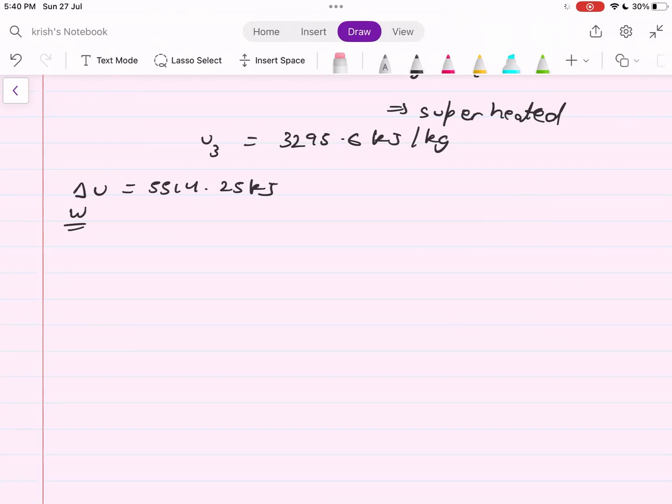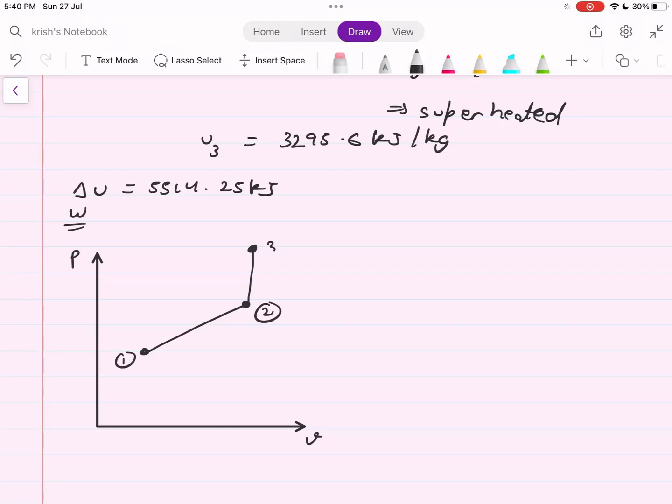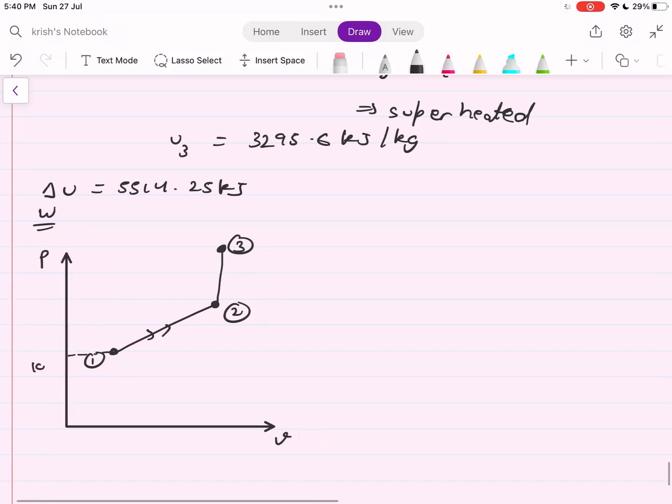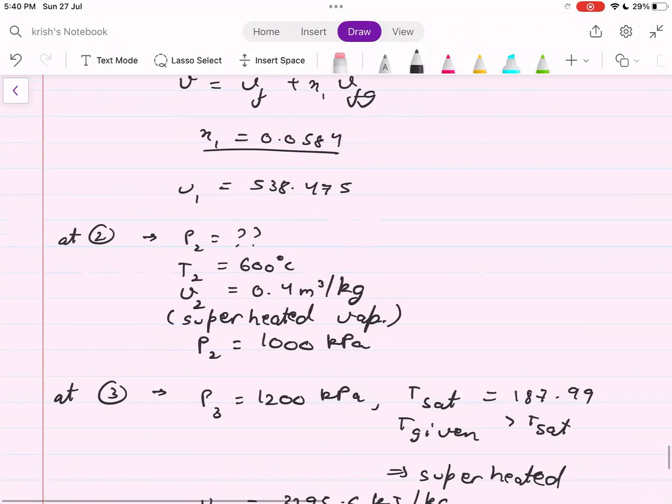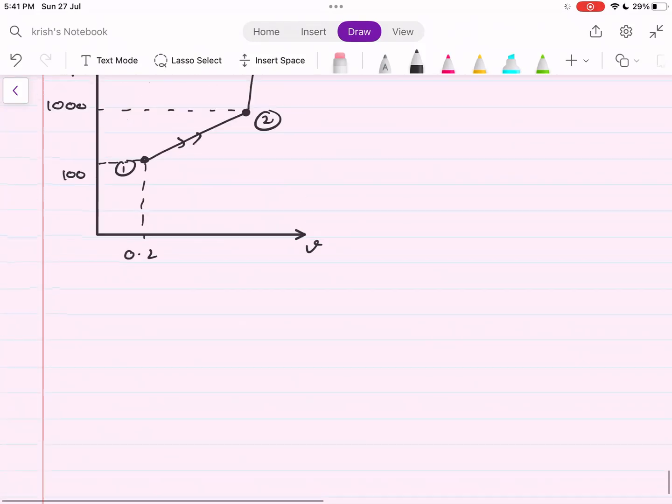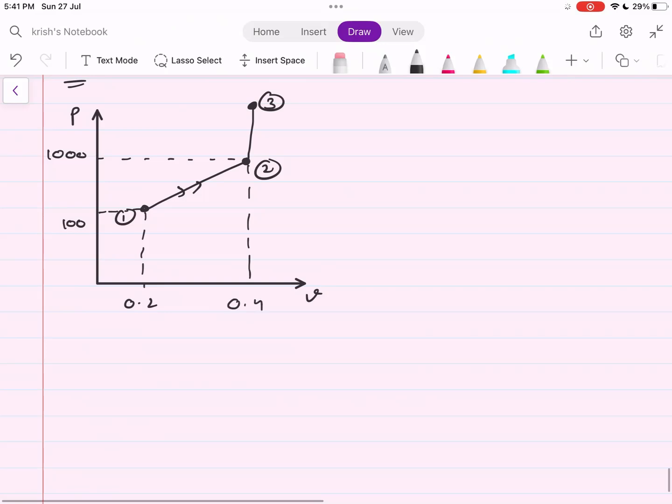So to find W when linear spring is involved, what we do is we draw this diagram. This is 1, this is 2, this is 3. If we notice carefully, the linear spring is causing the pressure to increase linearly from 1 to 2, right? So this was 100 kilopascal and this was 1000 kilopascal. And this was 0.2, and this was 0.4, right?